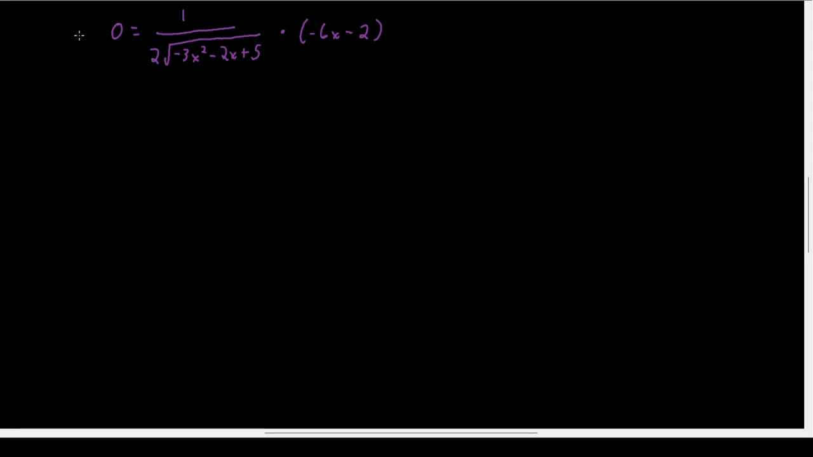So I've gone ahead and set our derivative equal to 0. So now all we want to do is solve for x. So I'm going to multiply both sides by 2 times (negative 3x squared minus 2x plus 5). I want to do this on both sides of the equation because that's going to get rid of this fraction.